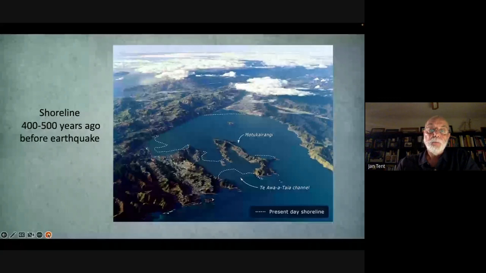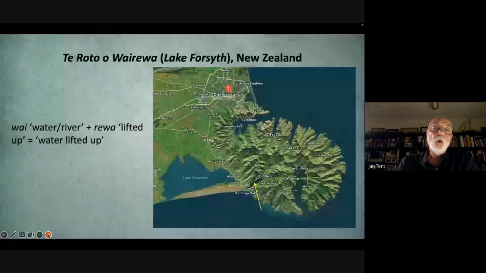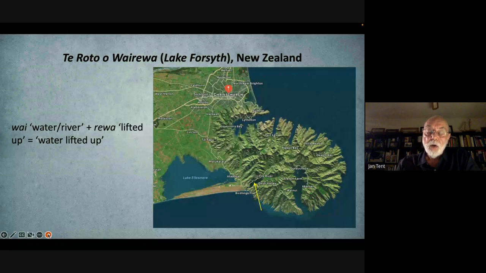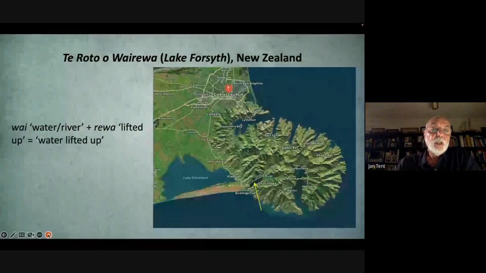Another example from New Zealand is Te Roto o Wairua, or Lake Forsyth. It used to be called Lake Forsyth, but now it has its Maori name. The yellow arrow points to where it is, just south of Christchurch. So Wai means river, rewa means lifted up. So it actually means the lake of the lifted up water.